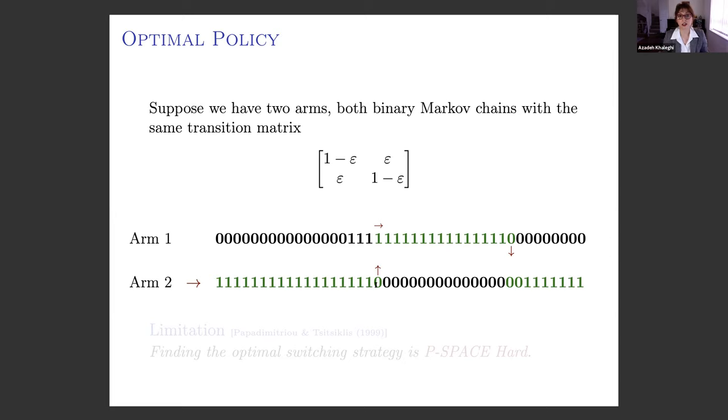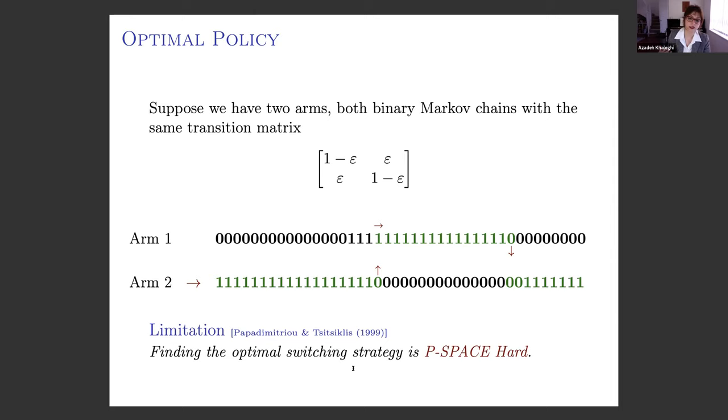Now, I'm assuming in this example that we know the dynamics only for the sake of argument, not because in the problem we're considering we do know that. We don't know the dynamics. And in the problem that we're considering, we don't have Markov chains. This is just an example. Now, what is the limitation? As always, there is some limitation. So here, the limitation is that finding the optimal switching strategy is piecewise hard, right? Actually, this negative result is in a more general setting where there are non-stationarities in the dynamics, but I believe that this hardness result could also carry over to the stationary case.